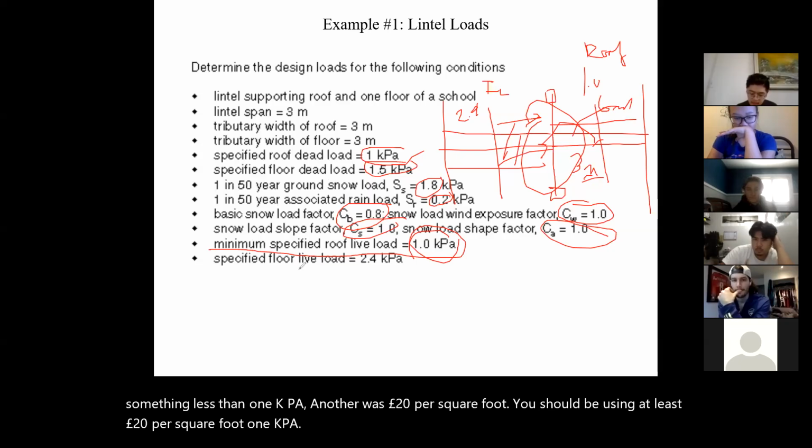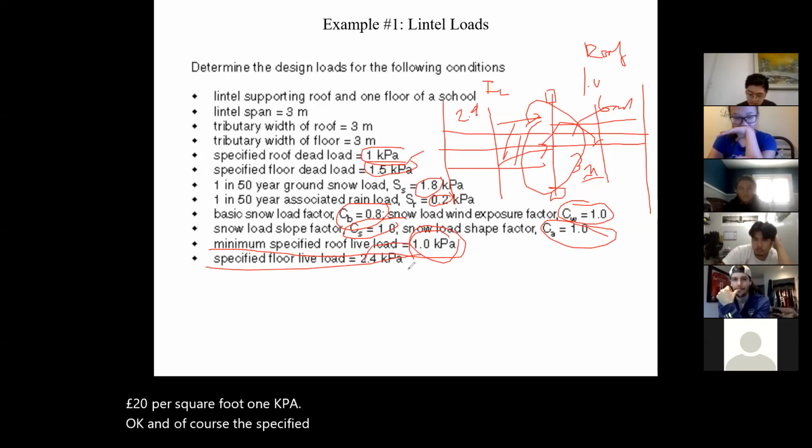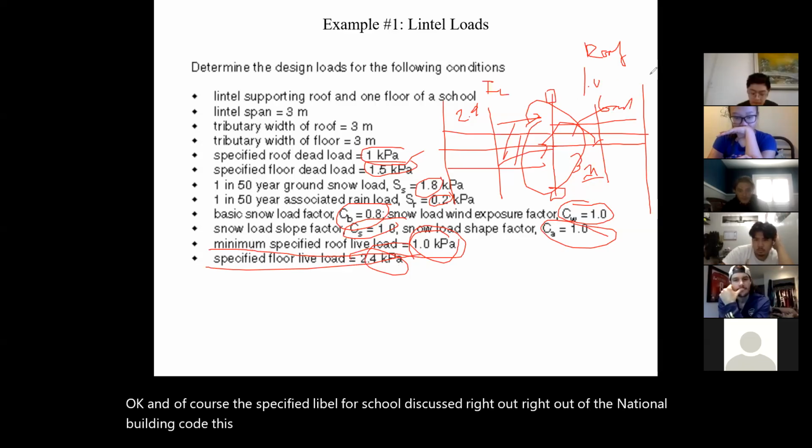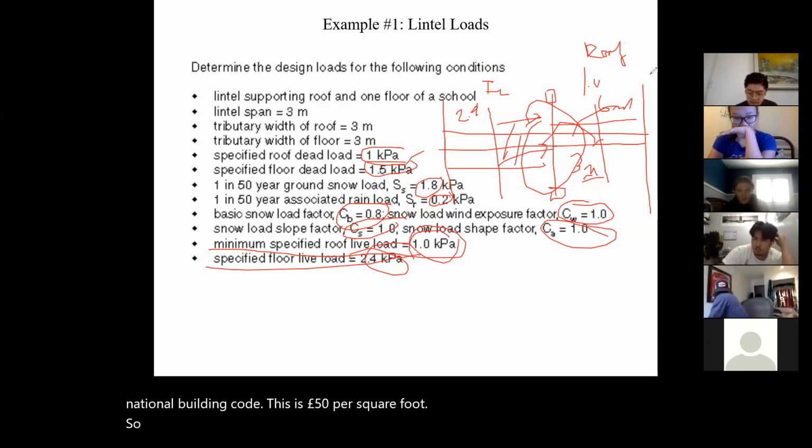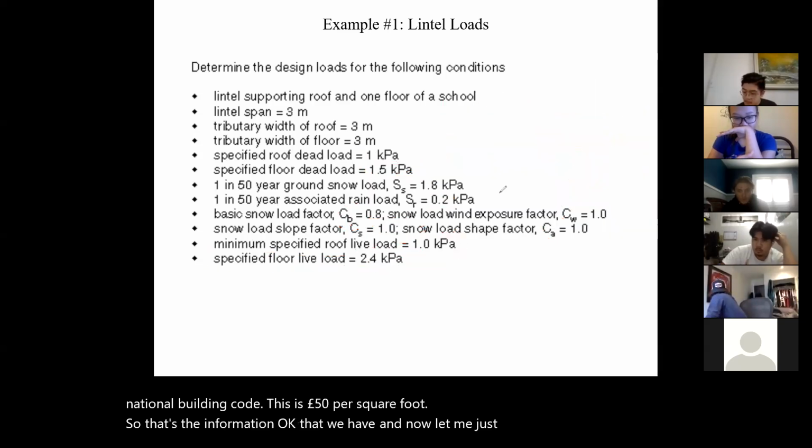Okay, and of course, the specified live load for a school, this comes right out of the National Building Code. This is 50 pounds per square foot. So that's the information that we have. And now let me just clear this drawing.